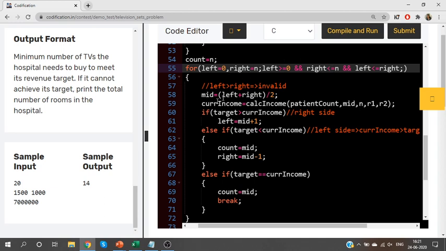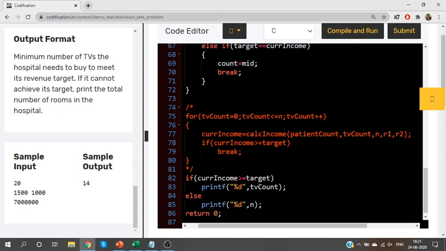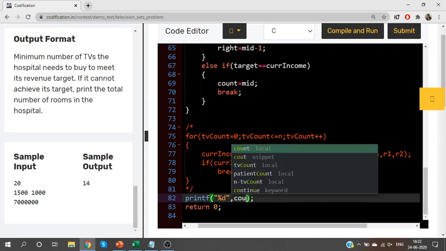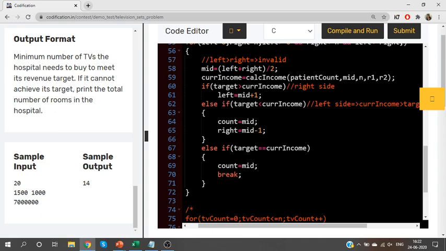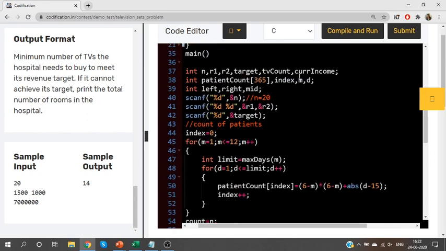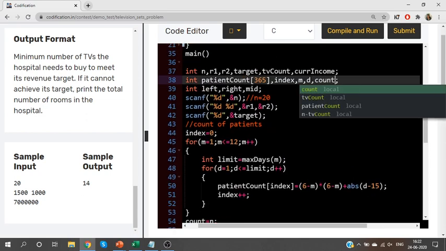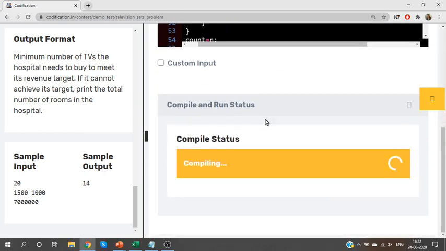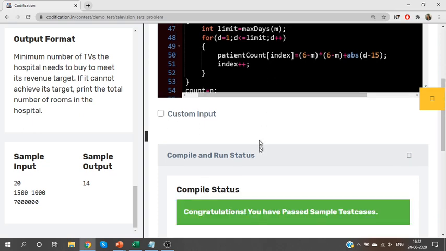Start left and right, calculate mid, and based on mid, go to the left or right side. So I have commented out linear search. We don't need linear search. So which variable has the final answer? Count has the final answer. So printf percentage d comma count. Count value has the final answer. And did we declare count value? No. So let me declare count value. Guys, all those unnecessary variables, you can eliminate them at the end. For now, I'm just focusing on getting the program right.